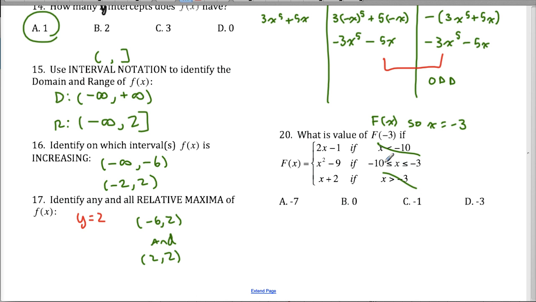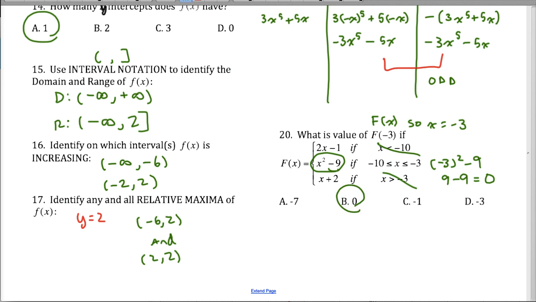Is negative 3 between negative 10 and negative 3 included, right? So it's less than or equal to negative 3? Right, it's this one, because it's equal to negative 3. So I'm plugging it in to this part of this piecewise function. So negative 3 squared minus 9. Negative 3 squared is negative 3 times negative 3, which is 9. 9 minus 9 equals 0. So my answer is B.